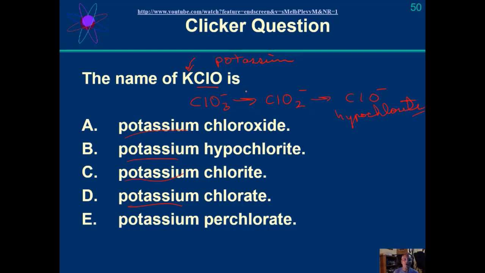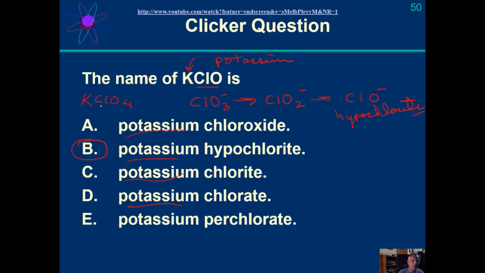Okay, so this is potassium hypochlorite. A little bit of practice. What if I had given you something like this, KClO4? What would that have been?